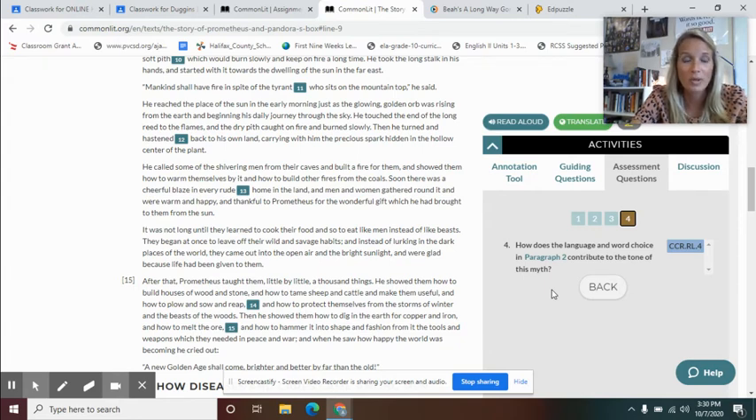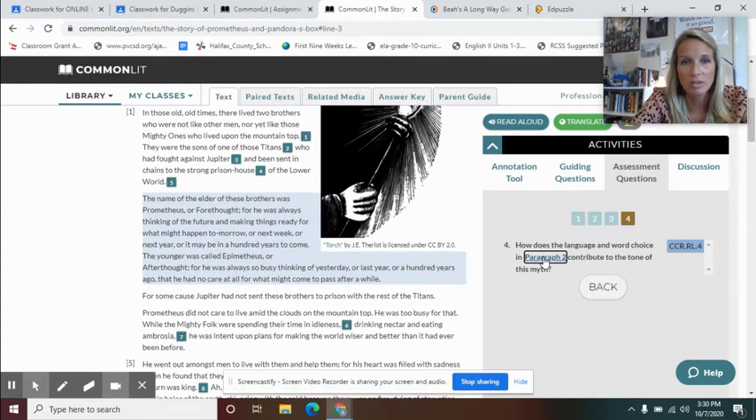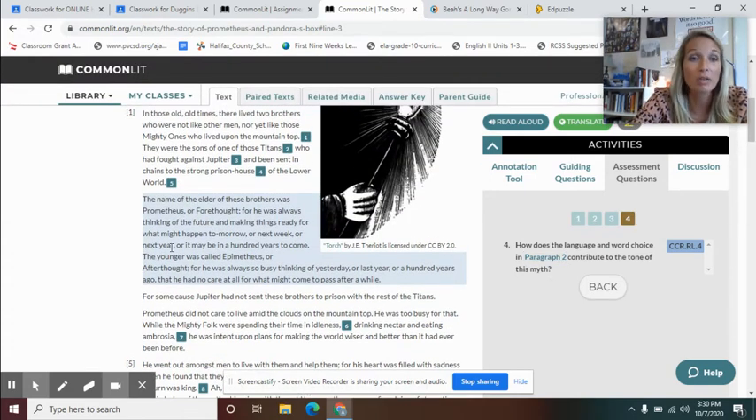All right, so how does the language and word choice contribute to the tone? Well, if you can't hear the tone, then the language and the word choice are how you figure out the tone. So you would click on paragraph 2 and you would look for the descriptions. Like the details that they put in. So he was always thinking of the future, making things ready for what might happen tomorrow or next week or next year or maybe in 100 years to come.